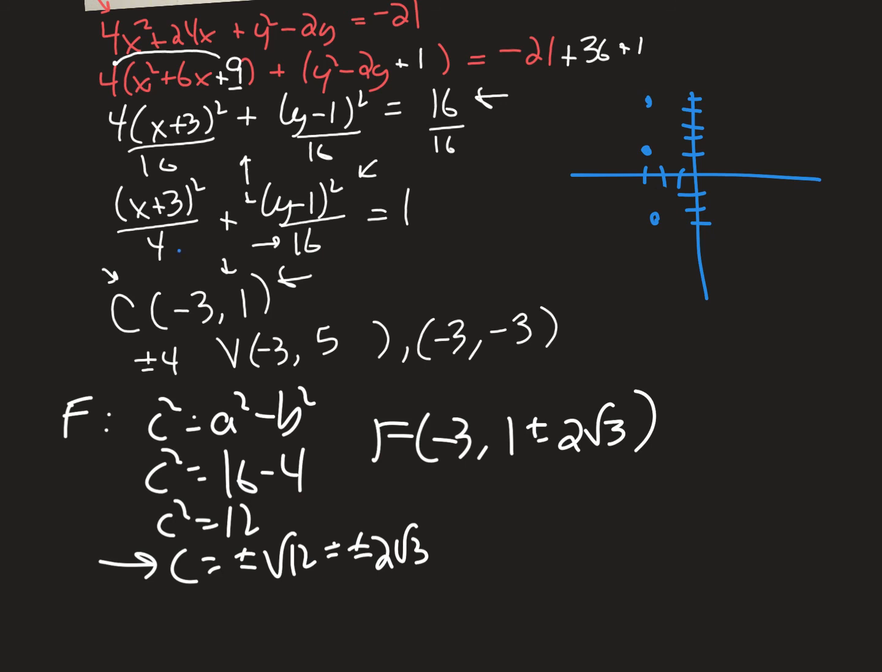The co-vertices look underneath your x. It's a 4, which means I'm going to go 2 to the right and 2 to the left. Draw your ellipse. That's a little better than the first time. Your foci would be plus or minus 2 root 3 away, somewhere around in there. So there's your foci. Sorry, that took a little time.